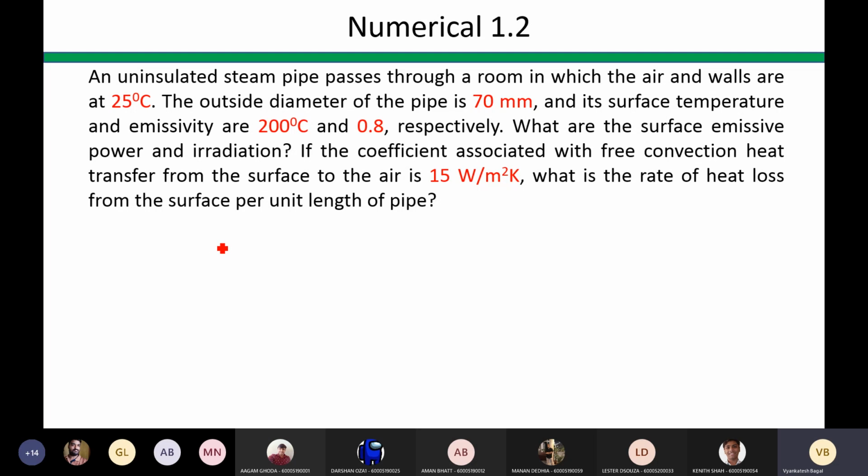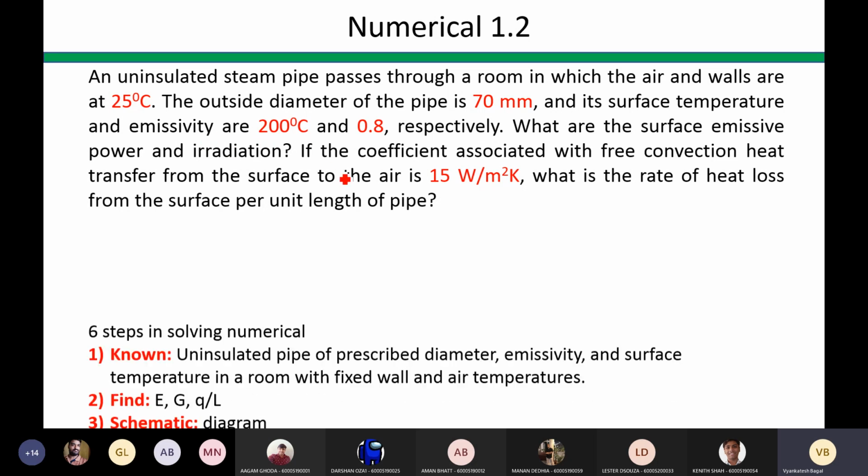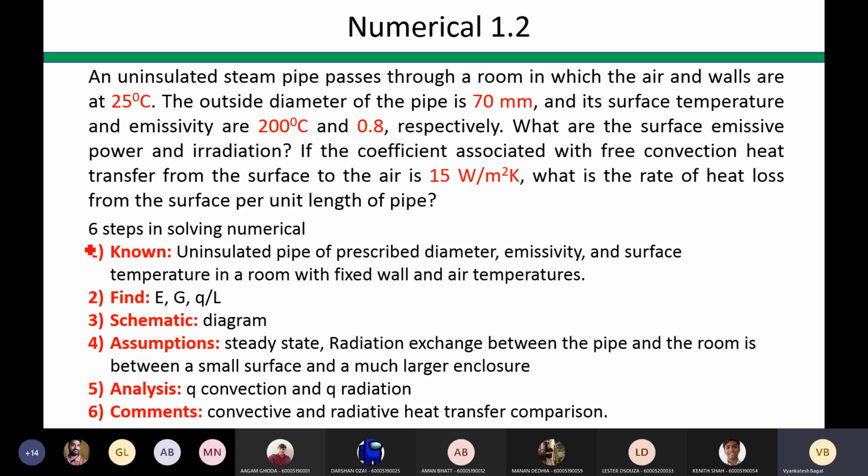So they have asked you to find out what is the convective heat transfer loss from the pipe to the surroundings, and as well as the emissivity they have mentioned. So you have to find out the heat transfer due to radiation as well. So heat flux due to radiation, right? So again we will talk about these 6 steps of how to solve the problem.